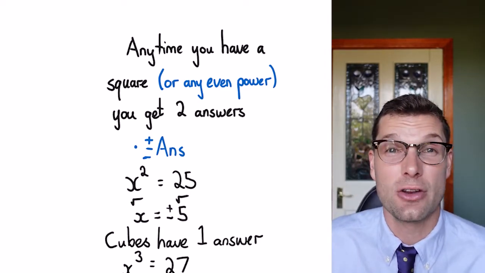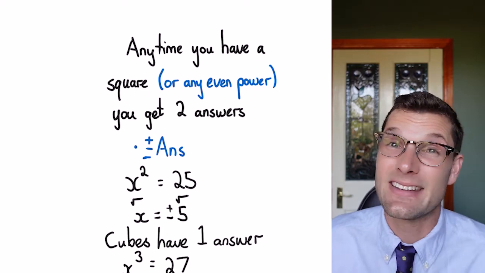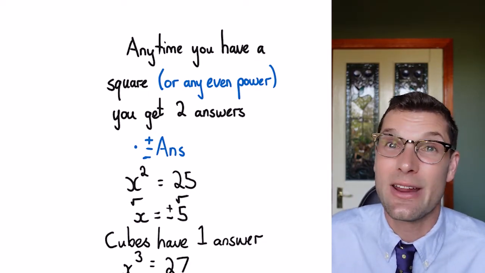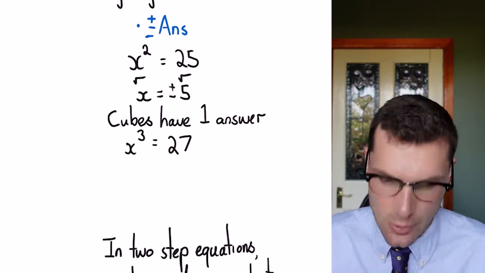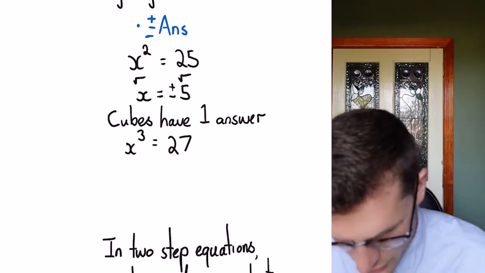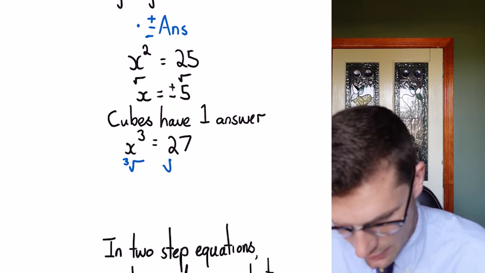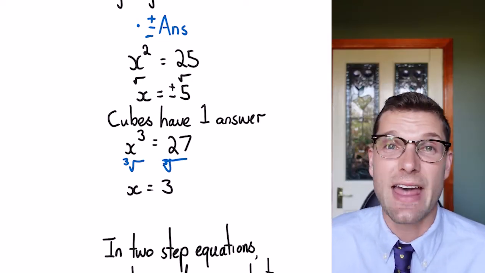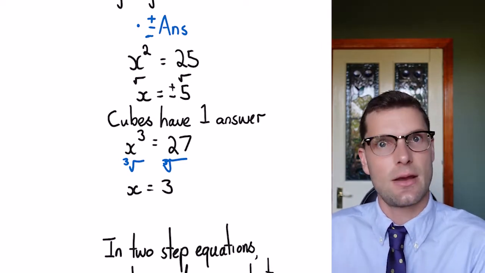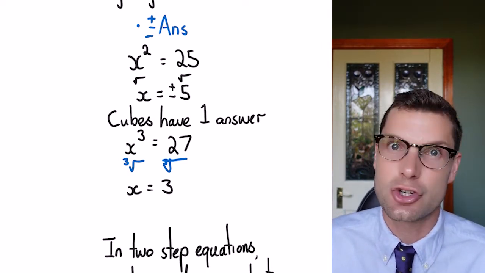And that's all we've got to do. These actually always give you one extra mark, so it's a pretty easy way to pick up some marks in a test. Cubes only have one answer, and we're going to see why. So if I cube root both of these sides, the answer is x is equal to 3. And what that's saying is that 3 times 3 times 3 is equal to 27, which is true.